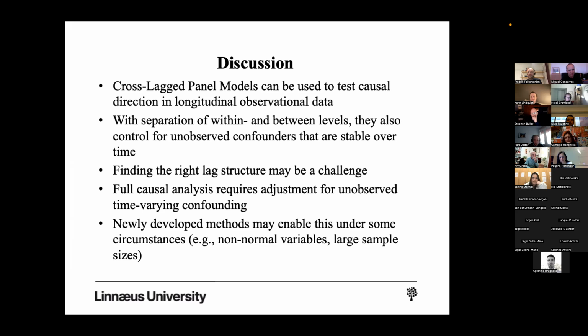Everything is not solved by this. There are challenges. We have this issue of finding the right lag structure, which may be a problem. Is it realistic to think that there will be an effect from one week to the next, or should it be one month, or should it be even shorter? And how do we measure that if things are happening on a very rapid time scale?